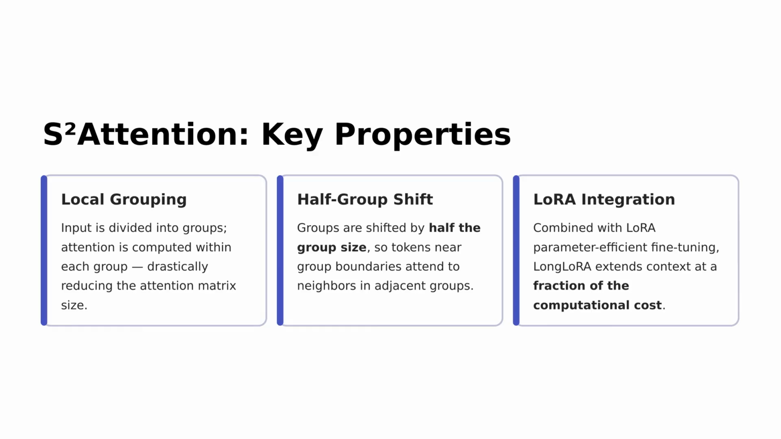Welcome to the key properties of S²-Attn. First, we have local grouping, where input is split into smaller groups, allowing attention to be calculated within each group and significantly reducing the attention matrix size. Next, the half-group shift ensures tokens near group boundaries can still interact with neighboring groups. Finally, by integrating LoRA, we achieve parameter-efficient fine-tuning, extending context length with minimal computational cost through LongLora.